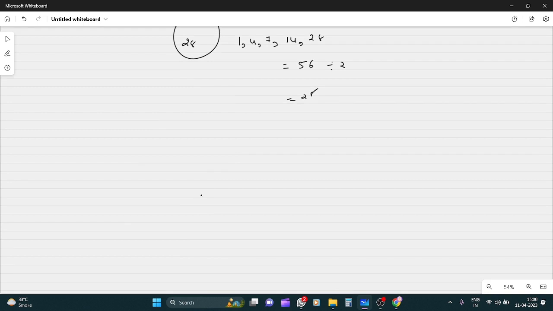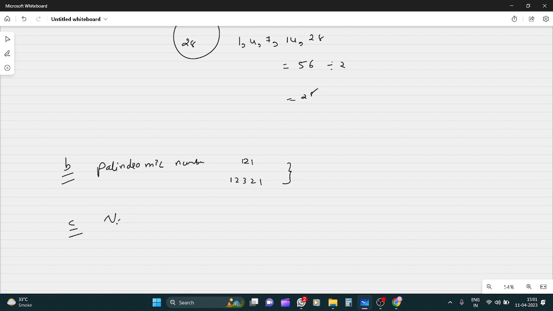Then there come the palindromic numbers. B. Palindromic numbers. What do we mean by this number? That means when we write the number and when we reverse that number, we will get the same number. For example, 121, 12321. Okay. Now C is what?